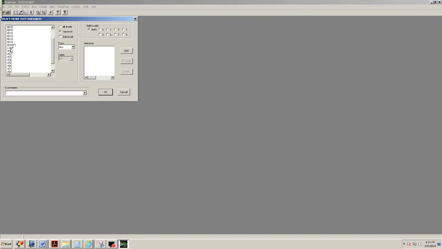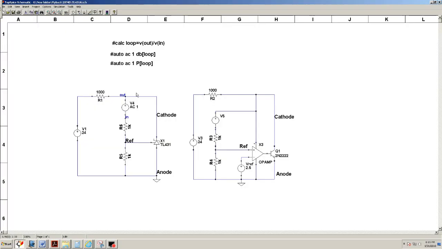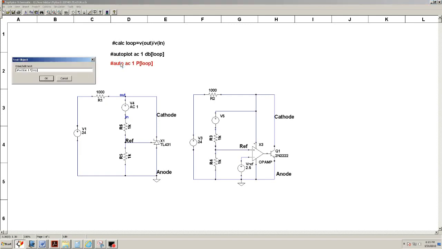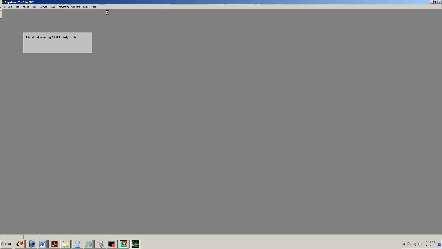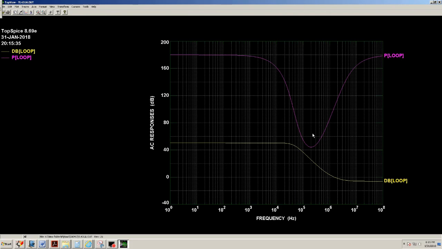It didn't like that. Let's see, why not? dB, does it have to be capital? Auto clock. Oh, okay. It's auto plot. Plot. Okay. Does it work? And it does. Okay. So here, let me go ahead and take the phase off.